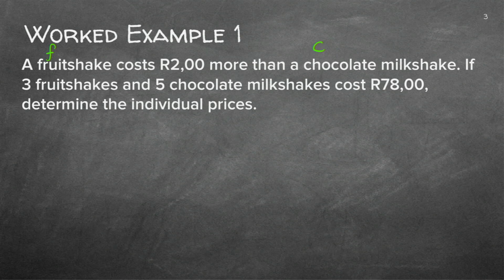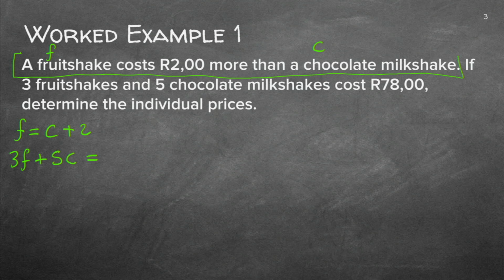So we need to first go create our first equation from the first statement. So it says a fruit shake, so it means F costs 2 rand more than the chocolate milkshake. So it means the chocolate milkshake plus 2 rands. That's the price of a fruit shake. Okay, and looking at the second part, if you have 3 fruit shakes and 5 chocolate shakes, so if 5C, the whole cost of that will be 78 rands. So that is your price.